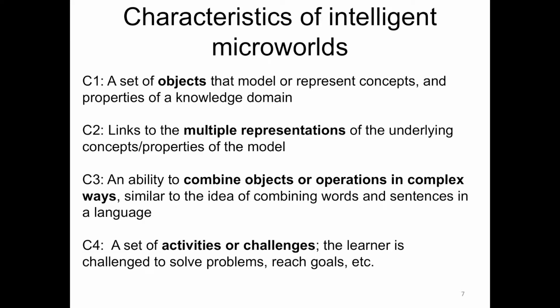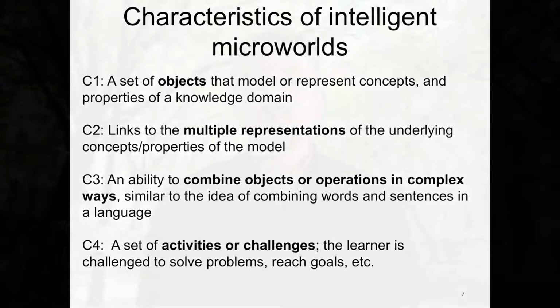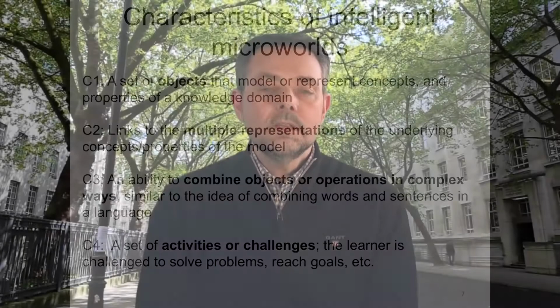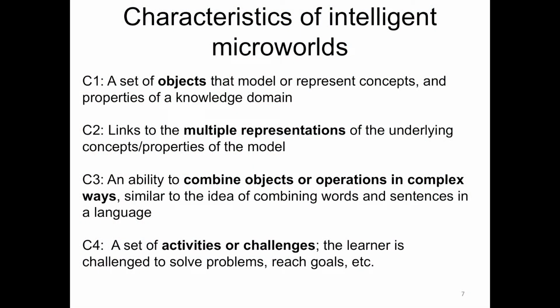But first, let me introduce the main characteristics, at a conceptual level, of these intelligent microworlds. In all of these tools that I'm going to present, there is a set of objects that users use to interact with the environment, and the objects represent some kind of concepts or models behind the knowledge domain. There are different forms of representation, so in reality there are multiple ways where users can interact with these concepts and with the properties of the models and the objects. Users are able to combine different kinds of objects and perform complex operations in order to accomplish different tasks. And always there is a set of activities or challenges that learners are engaged in. They have to solve different problems, they need to reach different goals, and they do that in their own way using the tools that the systems provide.